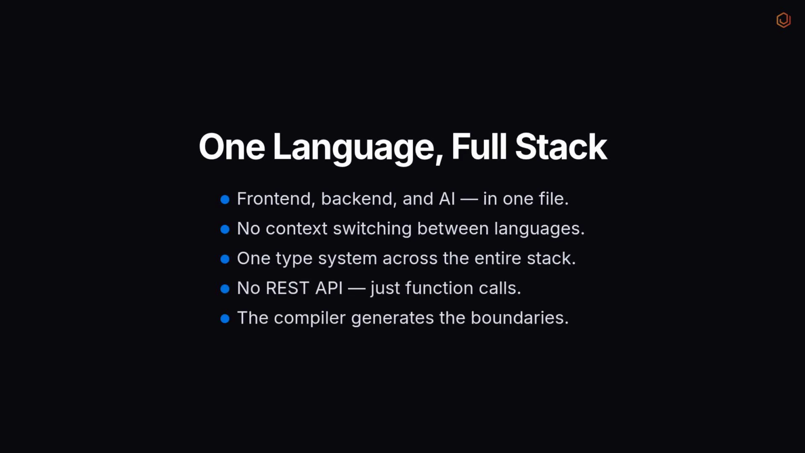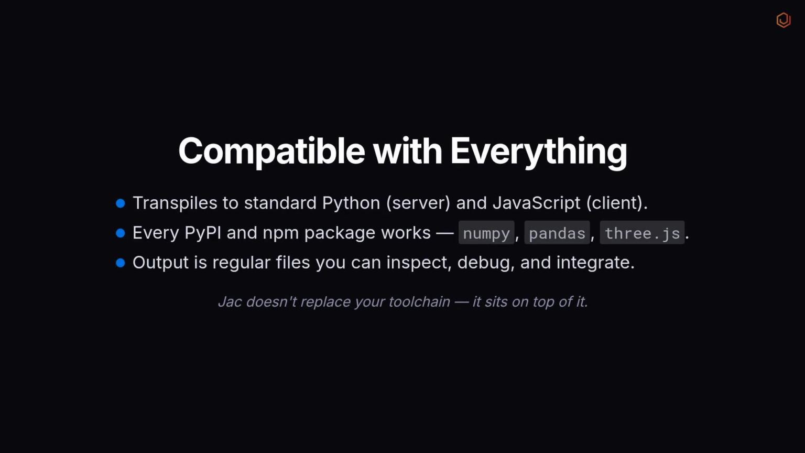In Jac, front-end, backend, and AI logic live in one file with one type system. When the front-end calls the backend, it looks like a regular function call. The compiler generates the HTTP boundary automatically. Jac transpiles to standard Python on the server and standard JavaScript on the client. Every PyPI package works for you, therefore: NumPy, Pandas, FastAPI, and every npm package works too. The output is regular Python and JavaScript files you can inspect, debug, and integrate into your existing projects.